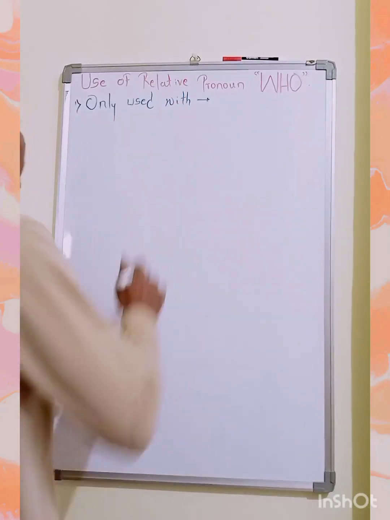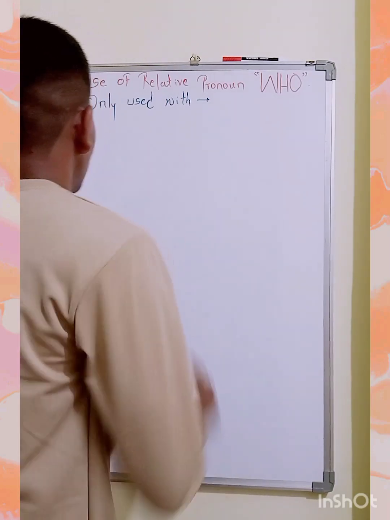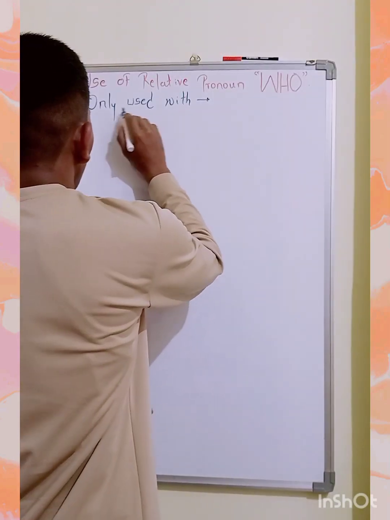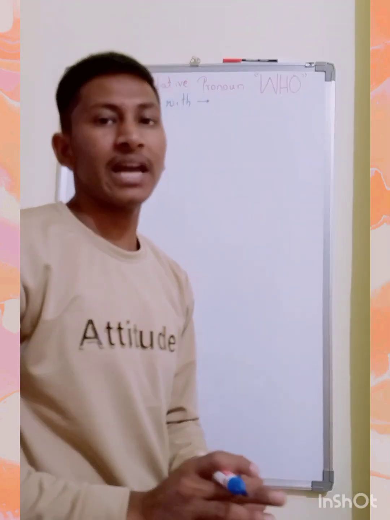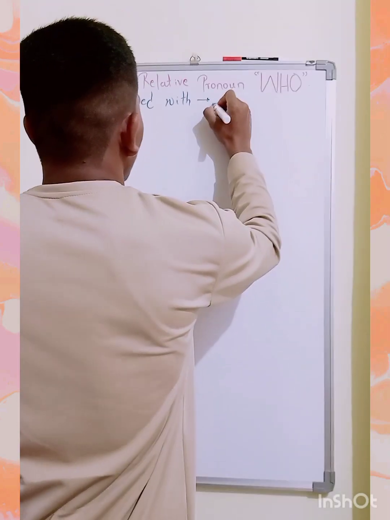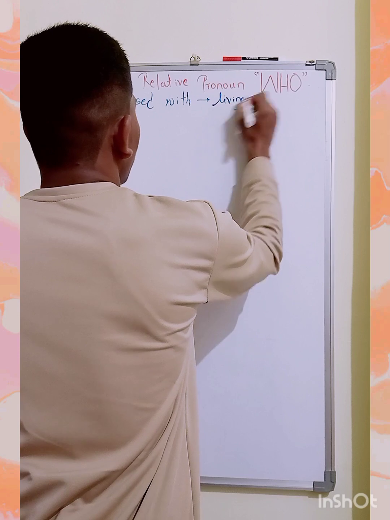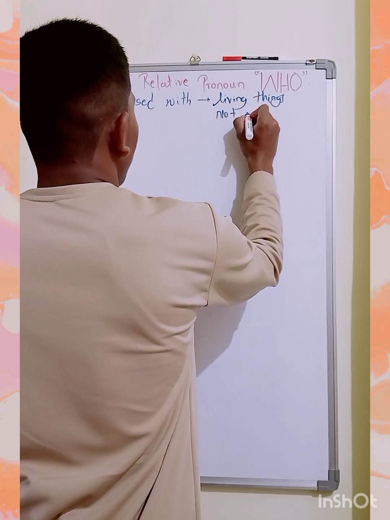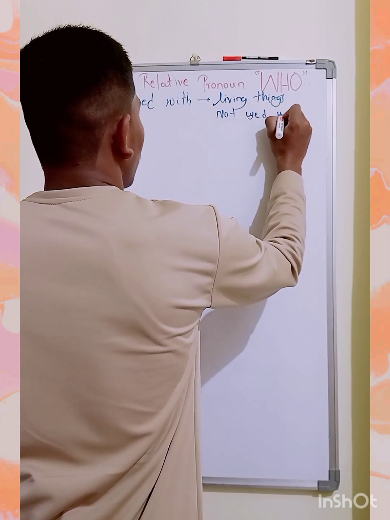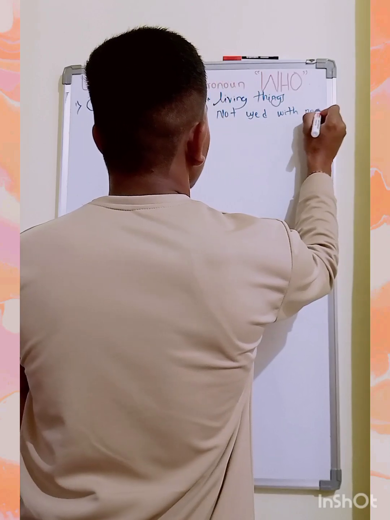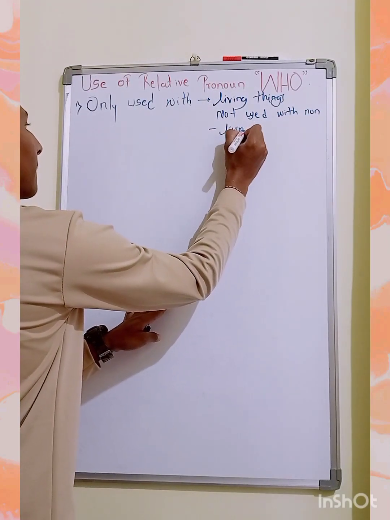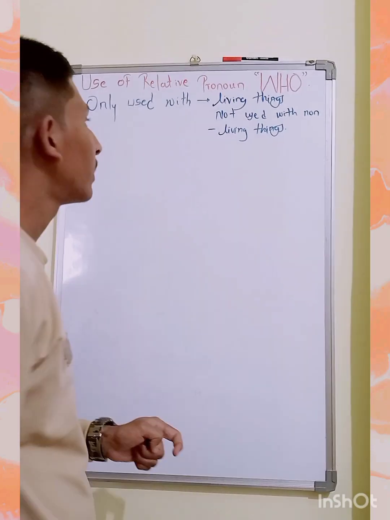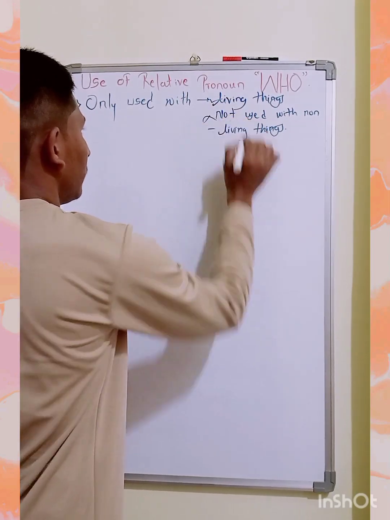How I will tell you: before that, I would like to start from scratch. What are the conditions that we have to abide by? Who is only used with living things and not with non-living things. Okay, only used with living things, and not used with non-living things. I hope you understood. With living, not with non-living.